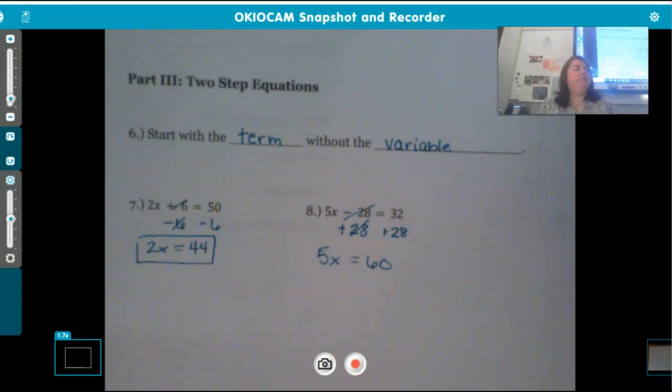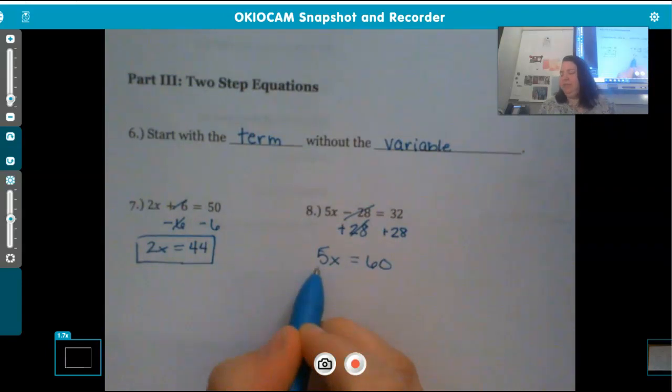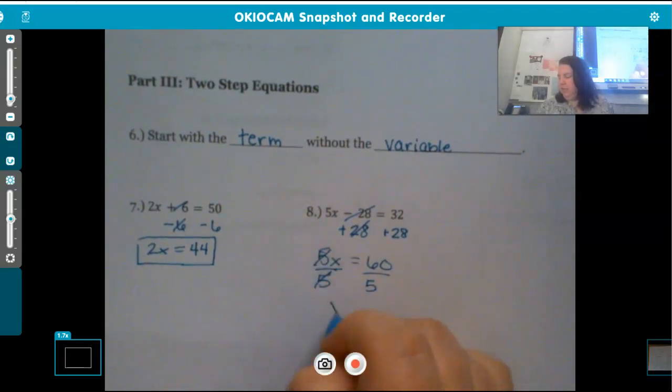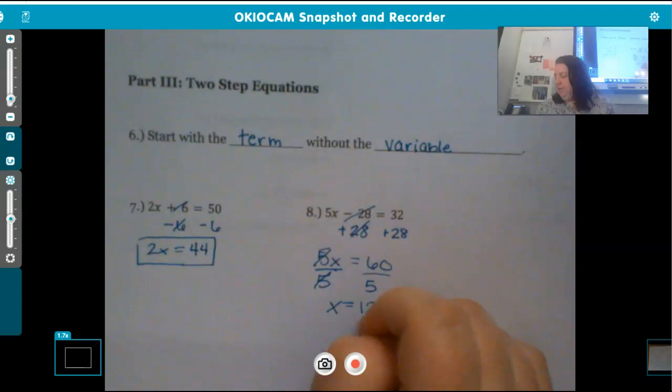Oh, you know what? I just realized we forgot to do step 2. So let's go back to number 7. Or actually, let's finish the one we're at, and then we'll go back to number 7. What's step 2? It's telling us to multiply. The opposite of 5x is divide. Those cancel each other out. What's 60 divided by 5? 12. 60 divided by 5 is 12.